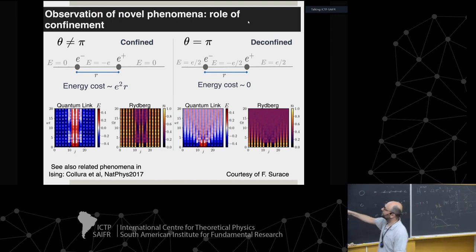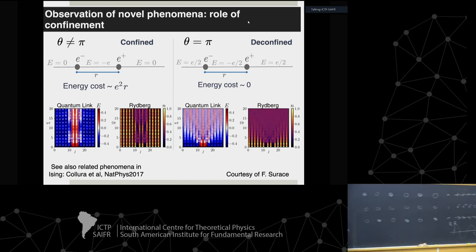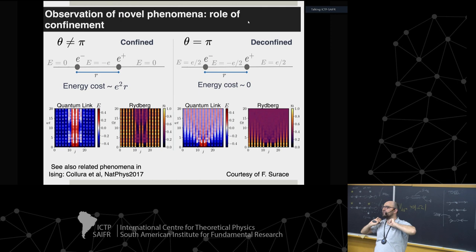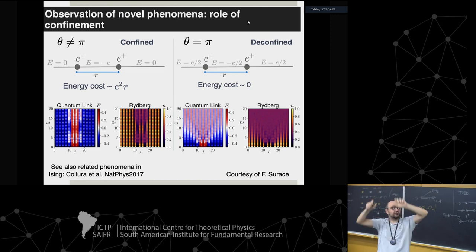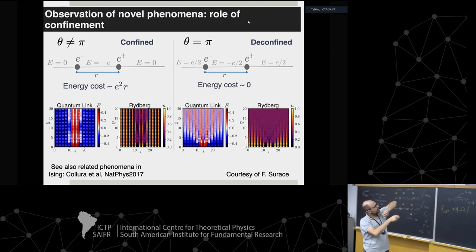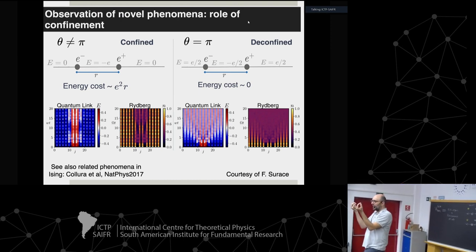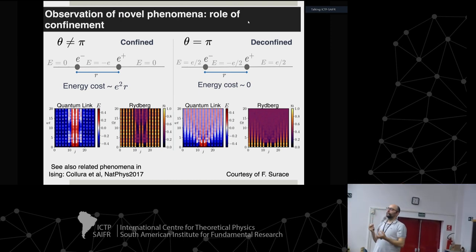Let me really explain it. Confinement is: I create a particle and antiparticle, and then I let them evolve, and actually they do not move, because the energy cost to move them is too large. You can see this from the fact that here there is a string of electric field that is essentially constant. If this electric field is constant, it implies that these charges are there and they are not moving. And in the Rydberg, this will map into this. This is what you will see in the experiment because of our weird mapping, but look at the electric field, it's clearer.